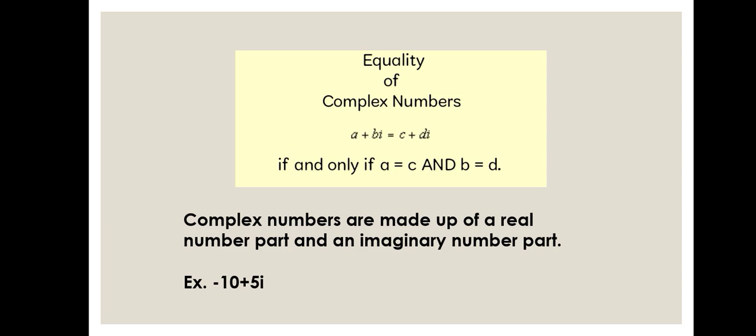The next one is equality of complex numbers, which we can see: a plus bi is equal to c plus di if and only if a is equal to c and b is equal to d. Complex numbers are made up of a real number part and an imaginary number part. An example of a complex number written in standard form is negative 10 plus 5i. In other words, two complex numbers are equal to each other if their real numbers match and their imaginary numbers match.